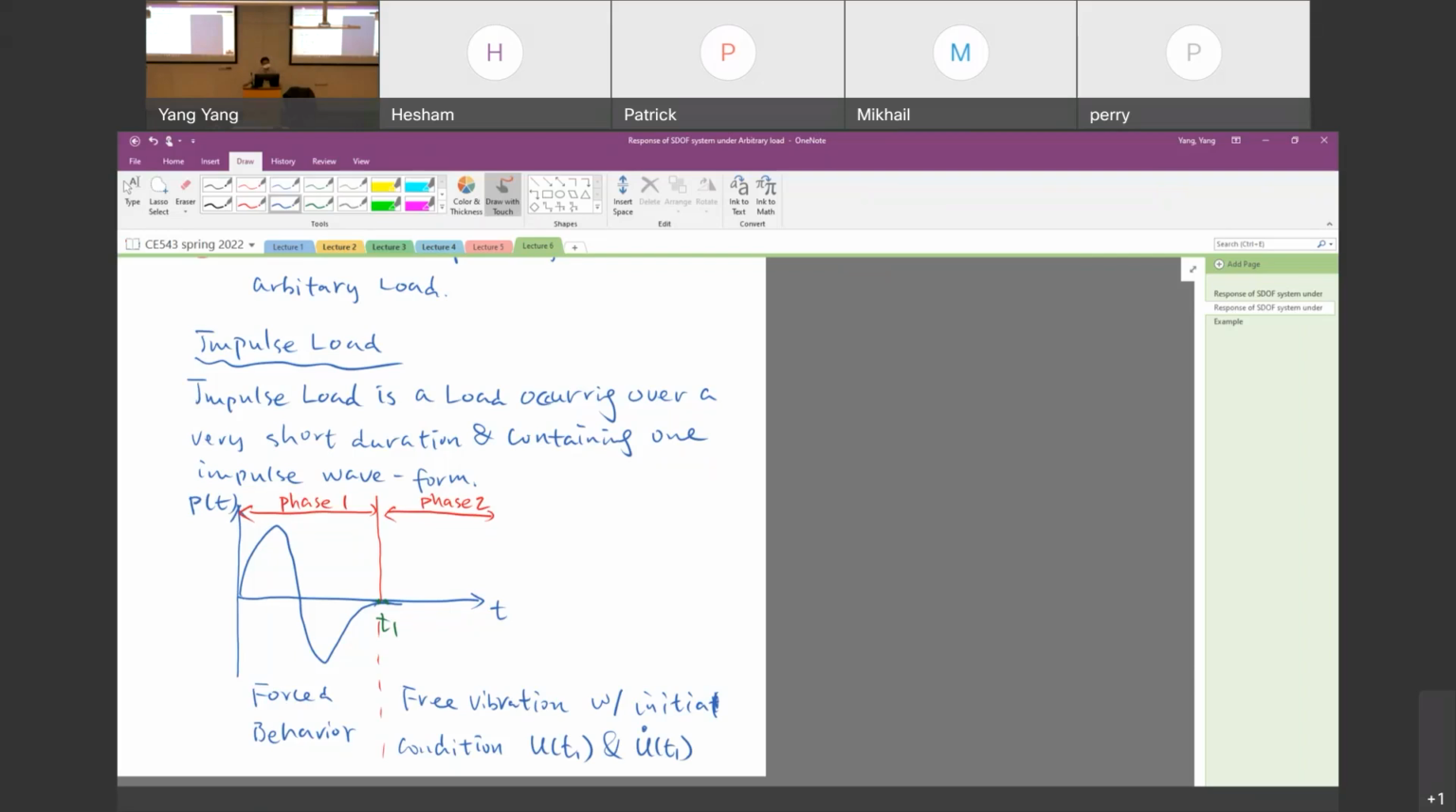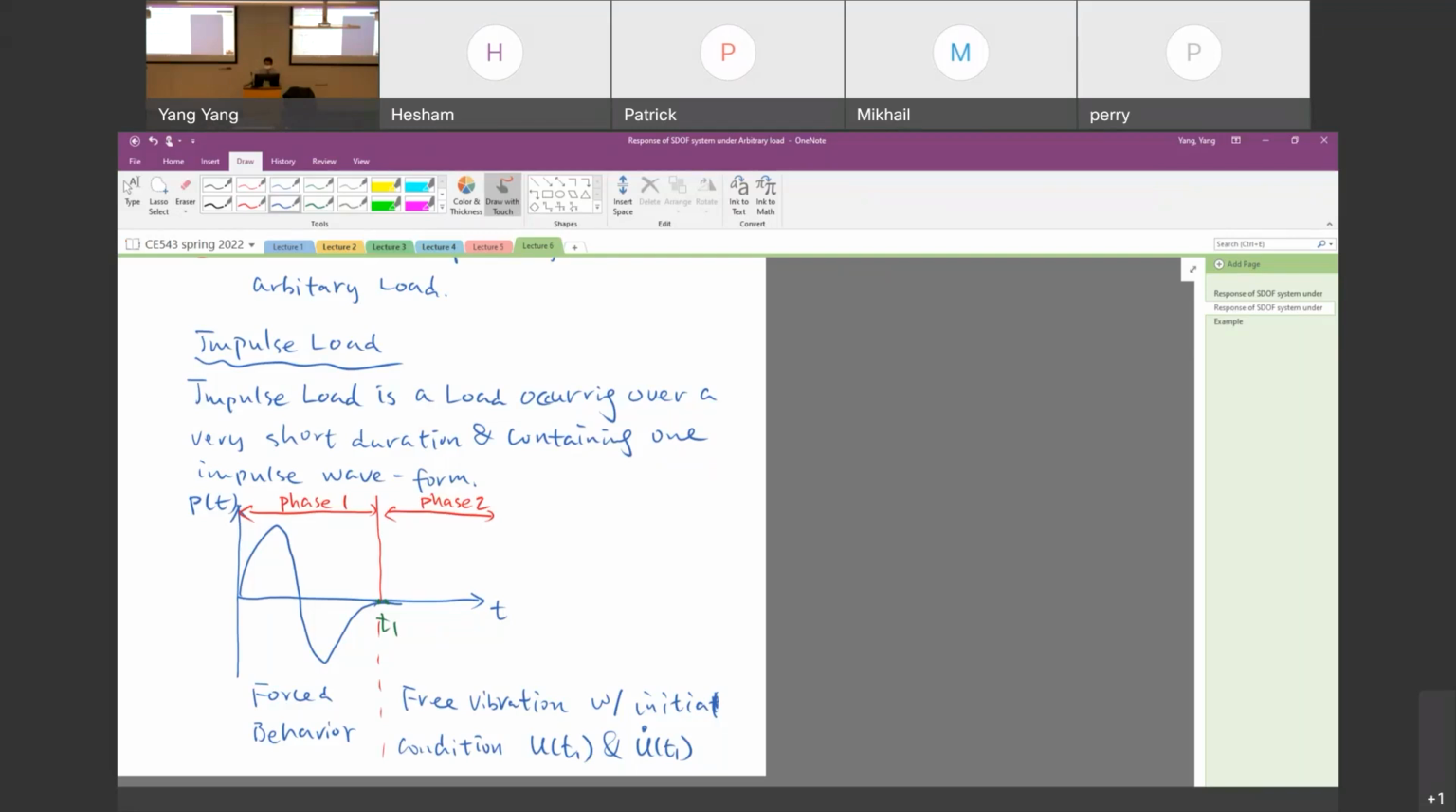So that's different from the harmonic load. For harmonic load, we have the sine wave from time 0 to forever. Here, the duration of the force is limited, a very short time. Something hits something. So for example, the impact loading, if a car hits the column of a bridge.